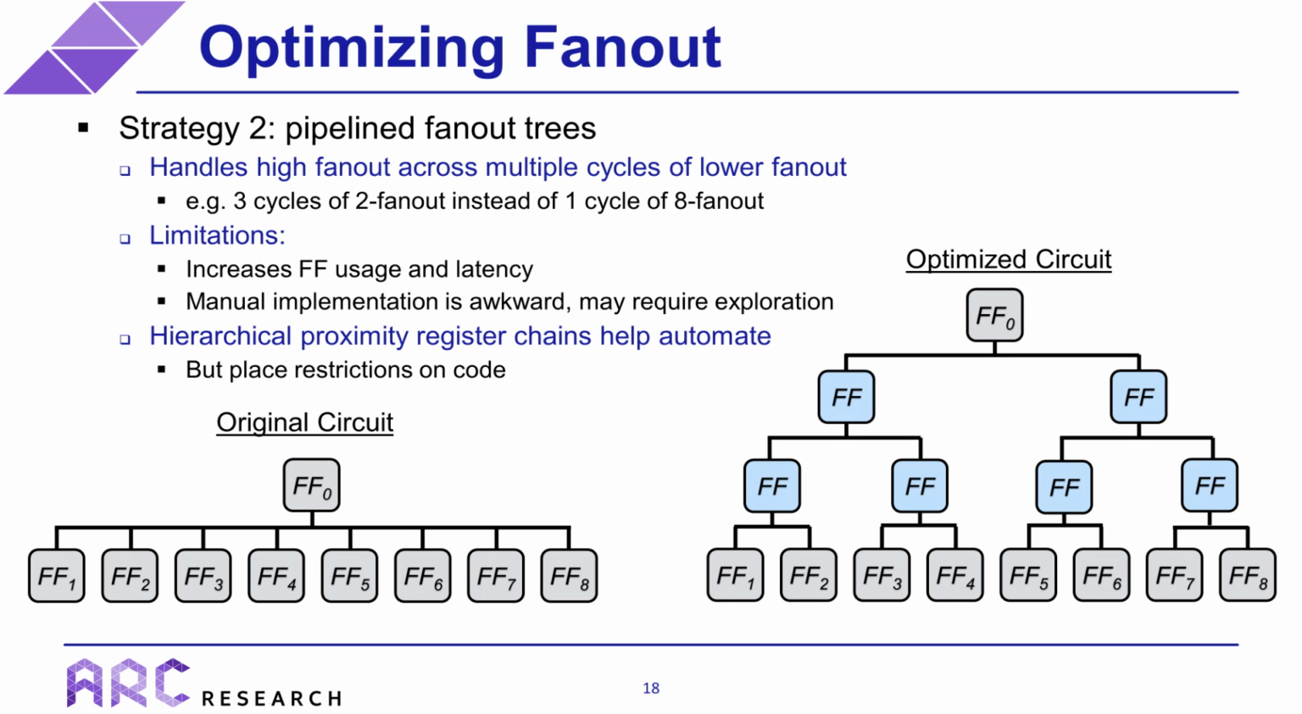Another potential issue is that manual implementation can be awkward, especially since the optimal number of cycles and amount of fan-out from the added registers can be different for each fan-out instance. Fortunately, Quartus provides something called hierarchical proximity register chains to assist with automation of this process. Basically, this feature allows you to add registers before a fan-out source and then Quartus will retime the design to automatically create the illustrated tree structures. One limitation of this register chain feature is that it places restrictions on your code that might require significant design changes, at which point a manual implementation might be more effective.